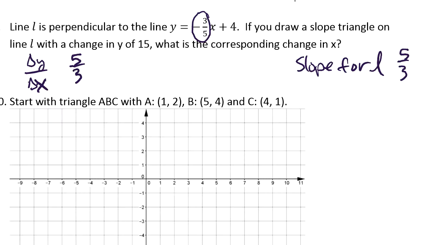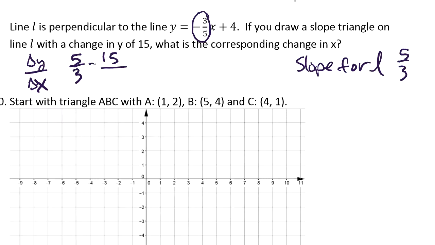Well, it says if you draw a slope triangle on line L with a change in y of 15 units. So we're saying, hey, if I've got a change in y that's 15 units, the question is, what's the corresponding change in x? So remember, the slope on line L is always the same. It's always 5/3. So it doesn't matter if I've got a change in y of 5, or 10, or 15, or any change in y, the ratio of change in y over change in x has to stay 5/3.